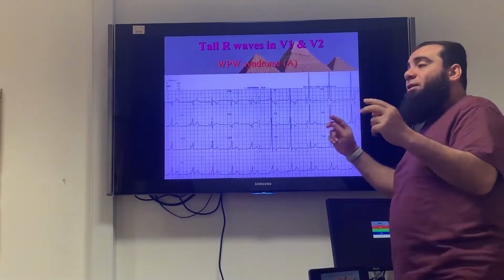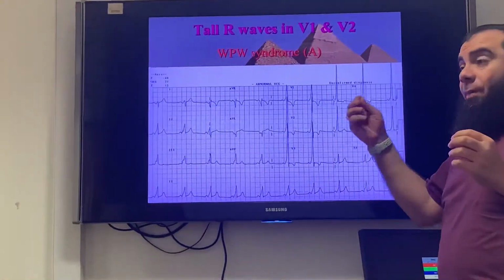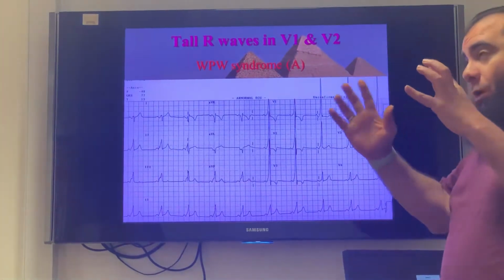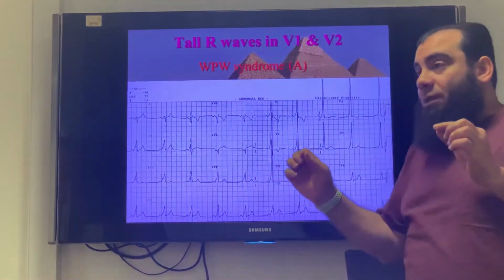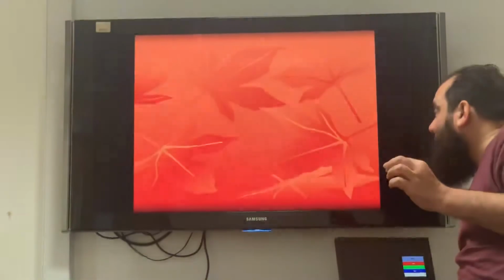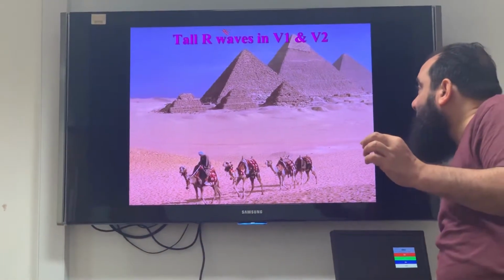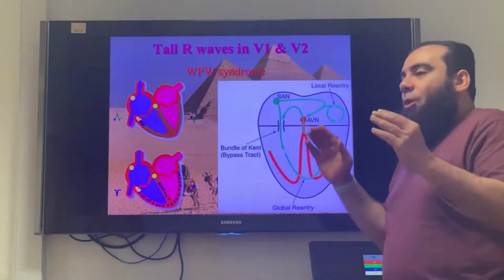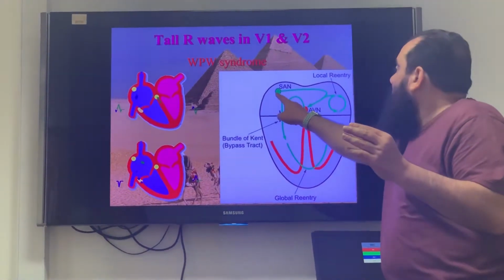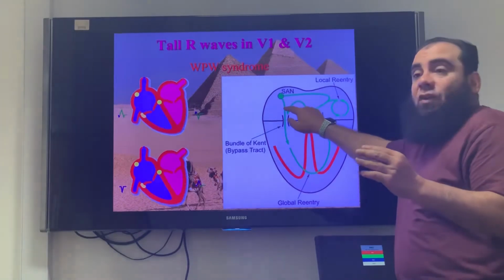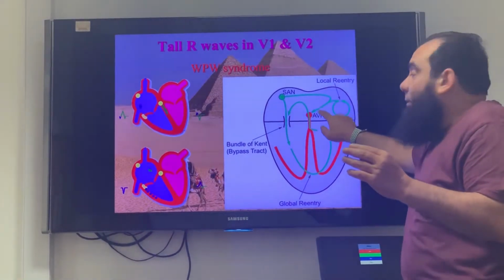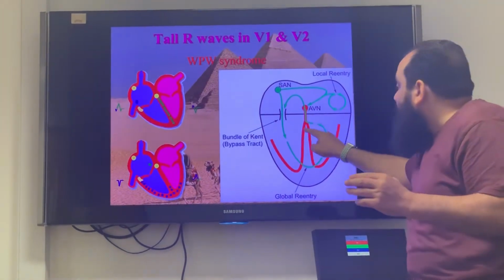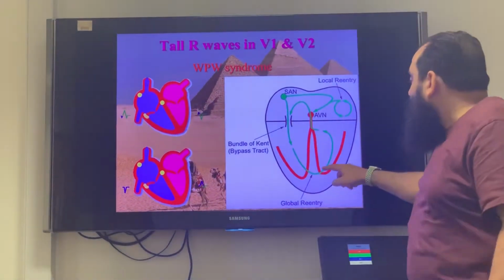We have 2 different types of WPW, type A and type B. It depends on where the pathway is. Let's go back to the pathophysiology to understand. Usually the SA node gives the impulse to the atria on the right side, then the atria on the left side simultaneously, and it goes to the AV node. It rests there for some time, then goes to the left and right bundle branches, then to the ventricles.